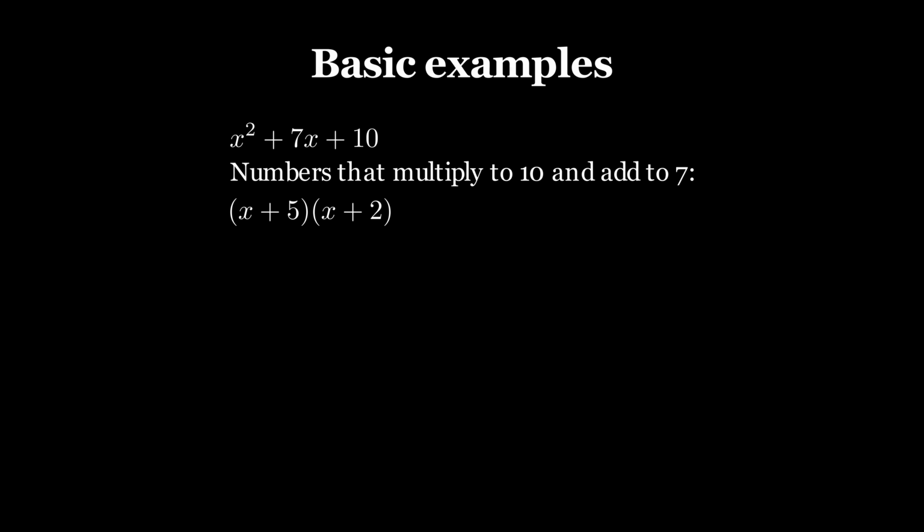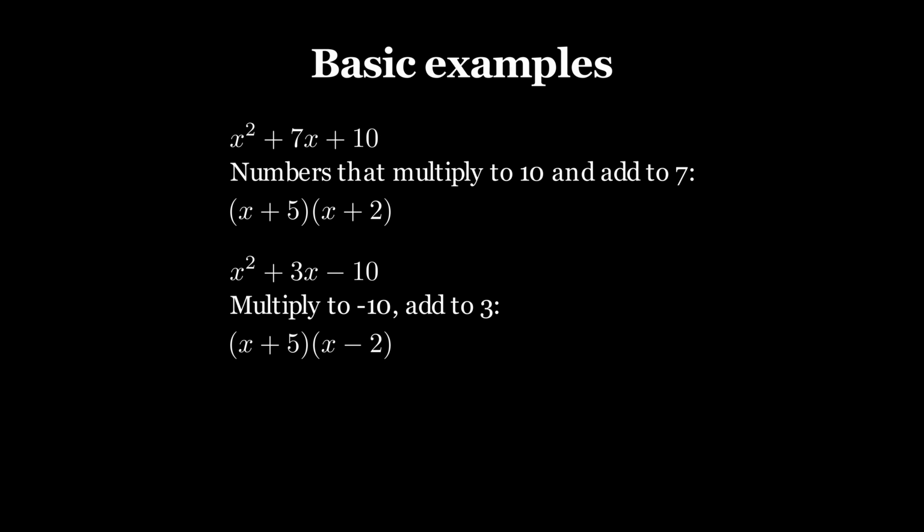Our second example is x squared plus 3x minus 10. Now the numbers must multiply to negative 10 and add to 3. 5 and negative 2 work, so the answer is parentheses x plus 5 times parentheses x minus 2.